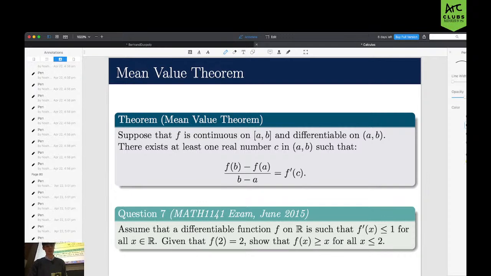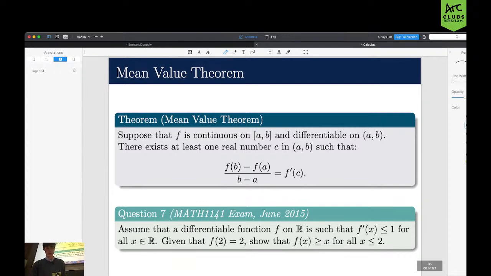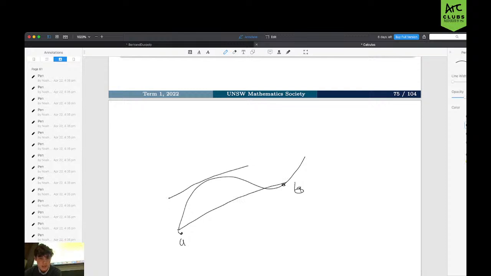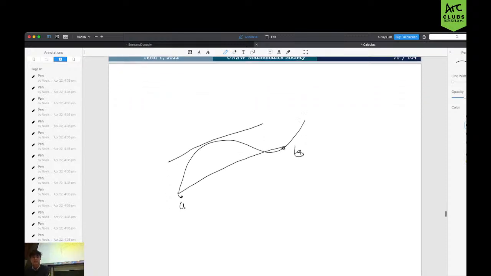Just a quick diagram. So if I just had a function like this, for example, this is b, that's a, this is our secant, and there exists a point c where the gradient of the tangent is equal to the gradient of the secant, right?